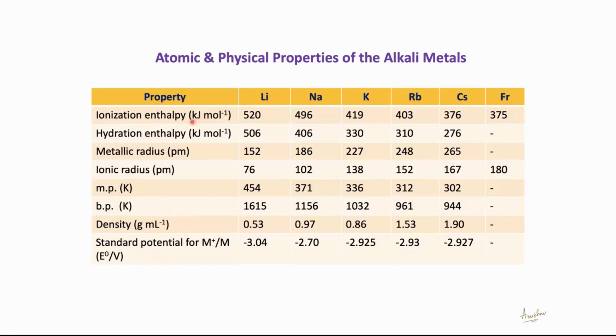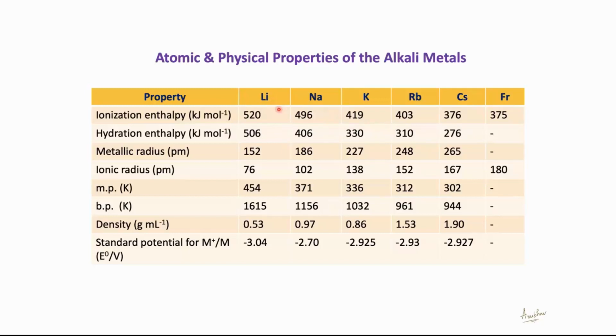First is the ionization enthalpy. Ionization enthalpy is nothing but the energy that is required to pull out the valence shell electron of a specific element in the gaseous state. So you see from lithium to francium, the ionization enthalpy decreases. So there is a decreasing trend from lithium to francium. So what is the reason? Lithium is the smallest in size.